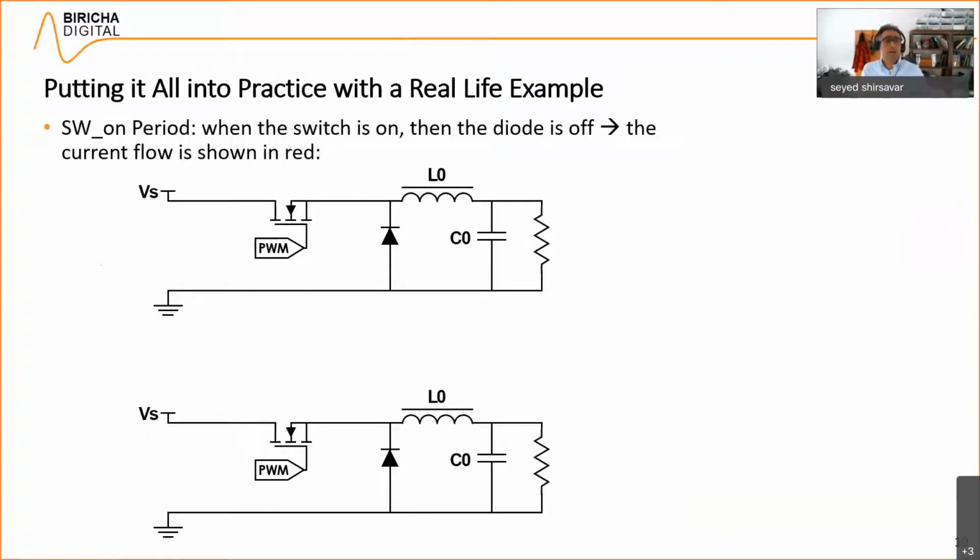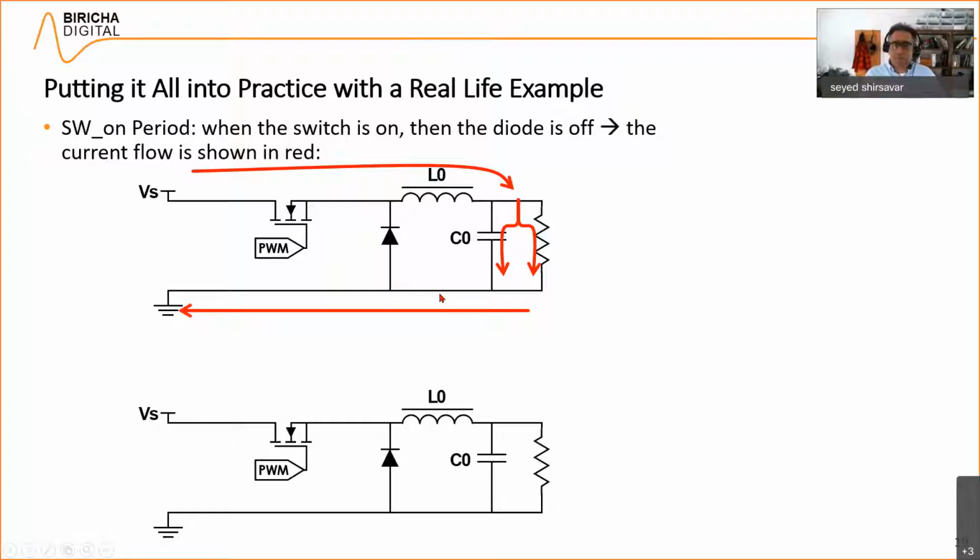Here we go. In the switch on period, so when this switch is on, SW on period, then the diode is off and the current flow looks like this. So the current goes from there to there. This is on, that is off. When it gets to this point here, it splits. The DC current goes down here, the AC current goes down here. So it splits and goes like so. And then here it rejoins and then it returns. Okay, that's during the switch on period.